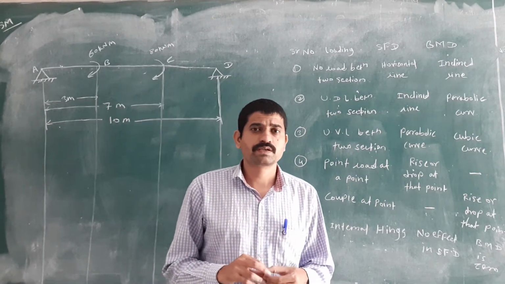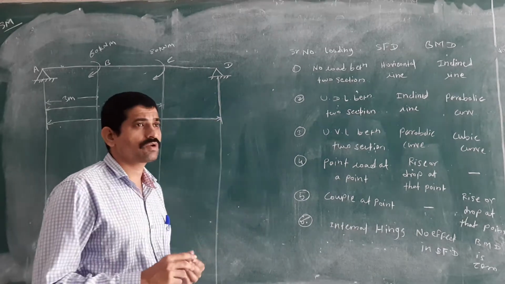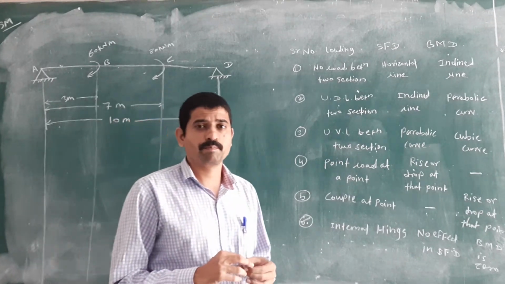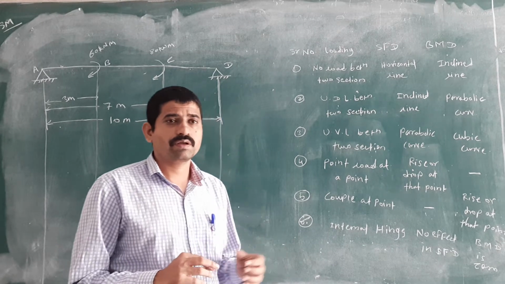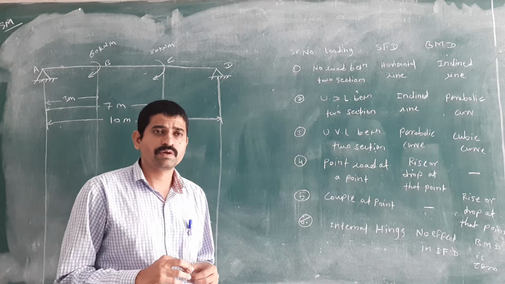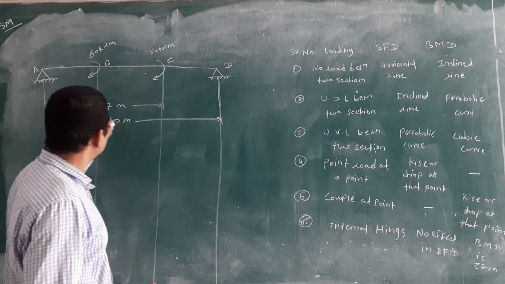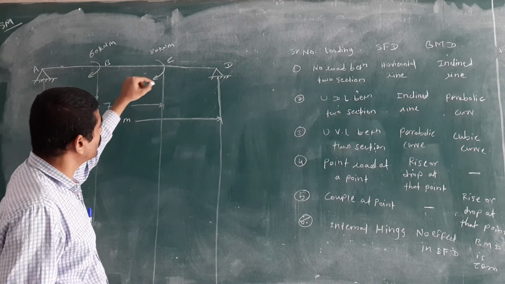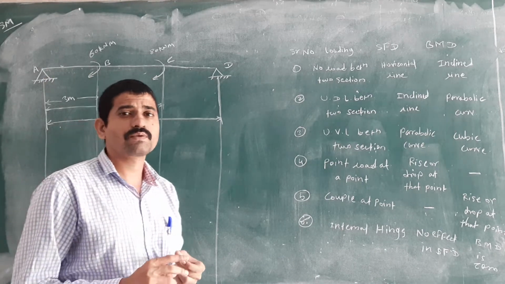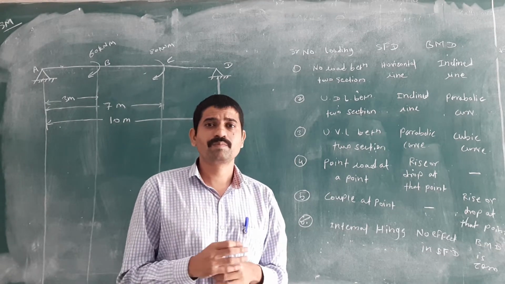In today's lecture, we will solve the numerical given on a simply supported beam. In the previous lecture, we saw a simply supported beam with UDL. But if you are given a moment acting on the beam, then how do you solve the numerical? How do you find the SFD? How do you find the BMD?